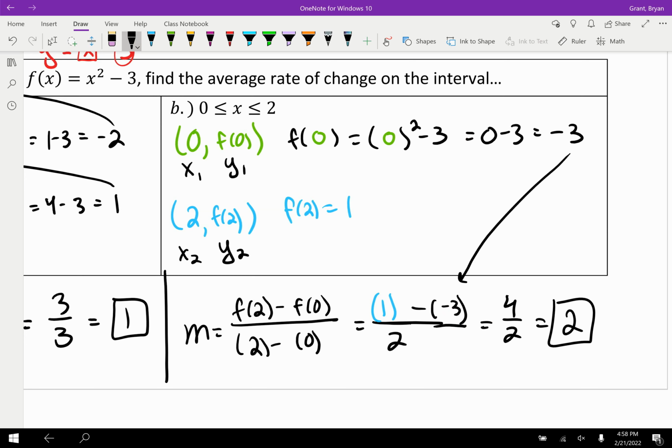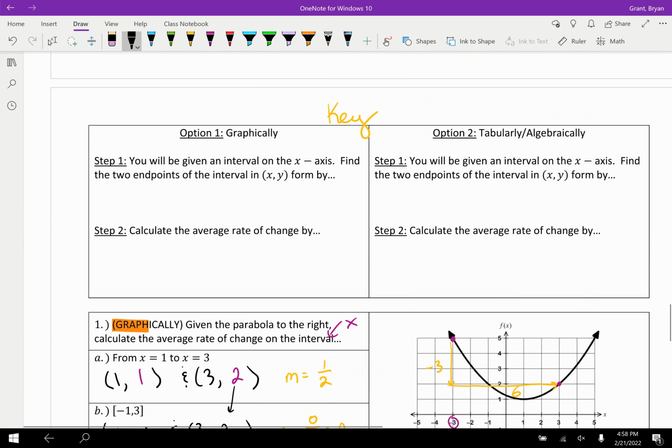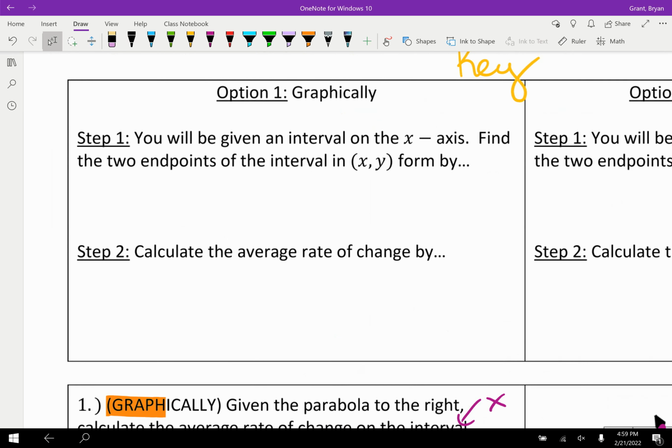Whew, covered a lot today. Well, let's summarize and get you out of here. All right. If you are given a graphical situation and you're asked to find the average rate of change, the first thing they're going to do in any average rate of change situation is give you an interval. And then you're going to need to complete that interval by finding the two endpoints, right? So they're going to give you x comma something and another x comma something. You need to find the y's.